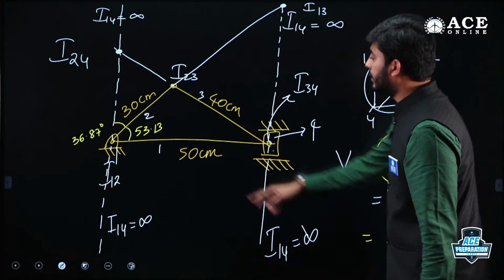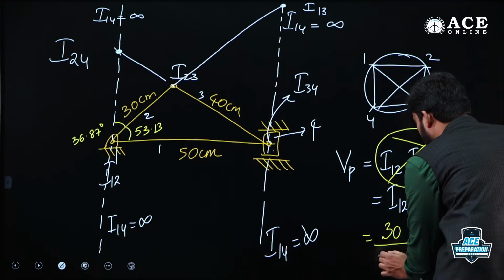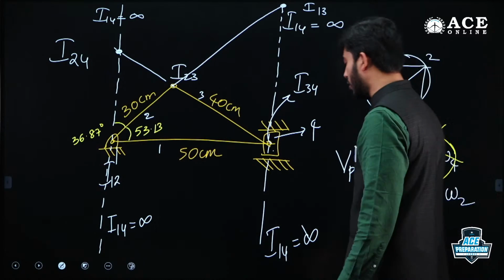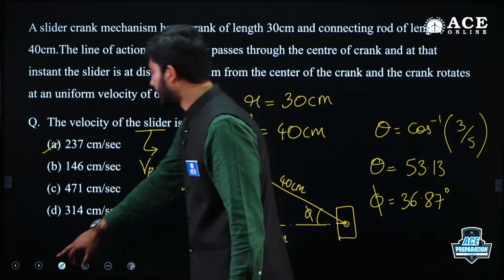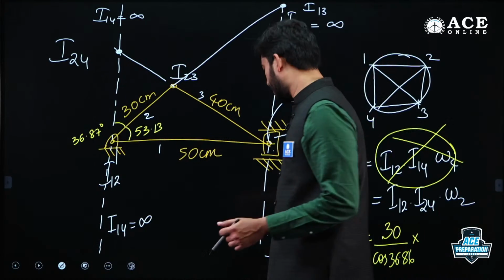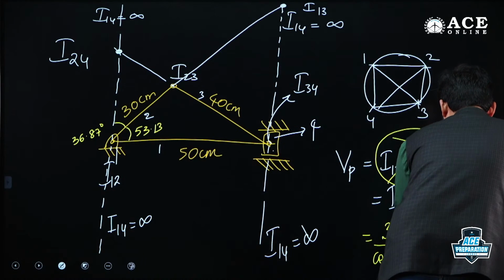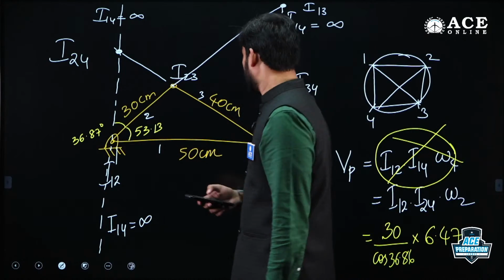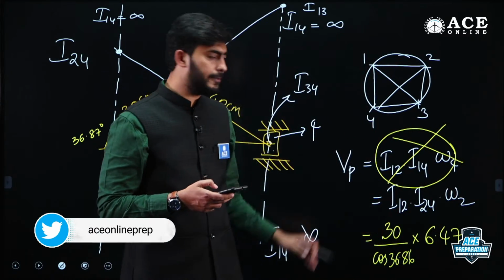So that will be 30 by cos 36.86. And what is the angular velocity of the crank? That is 60 rpm. If you convert 60 rpm into radians per second, it will be 6 point something, 6.47 I am writing here. So what will be the answer here, guys? Close to 230 or 240 once again.